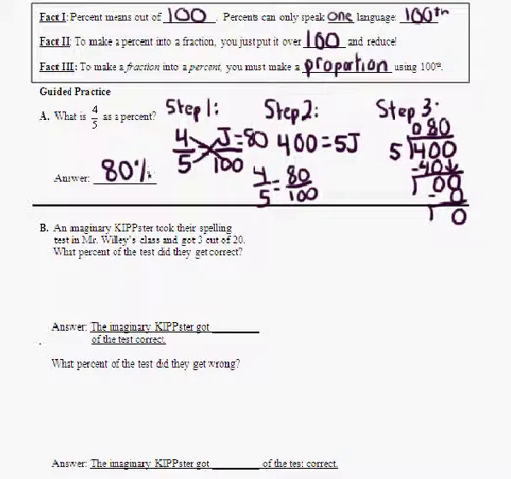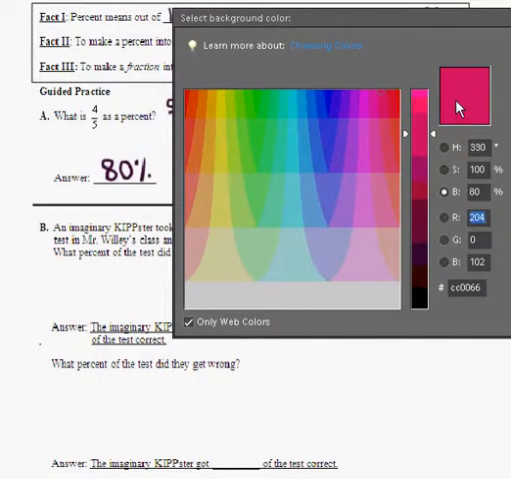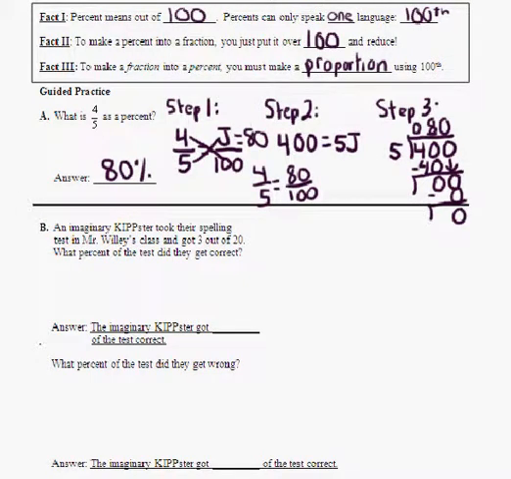So, let's see what that looks like in a word problem. I'm going to change my color up for a second, go to a more pinkish color. Cool. This problem's about Mr. Willie. An imaginary Kipster in Mr. Willie's class took their spelling test and got 3 out of 20. Yikes. What percent of the test did they get correct?